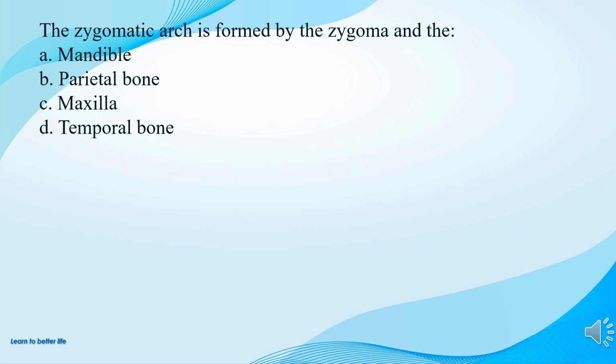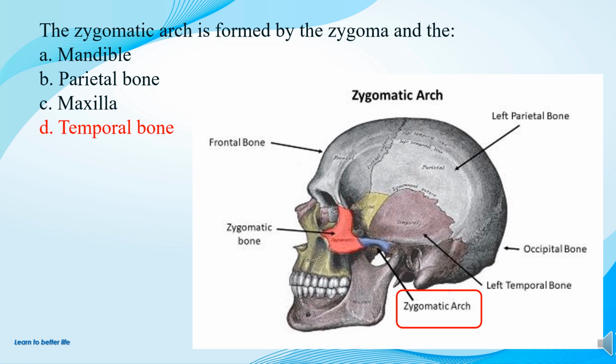The zygomatic arch is formed by the zygoma and the A. Mandible. B. Parietal bone. C. Maxilla. D. Temporal bone. The answer is D. Temporal bone.